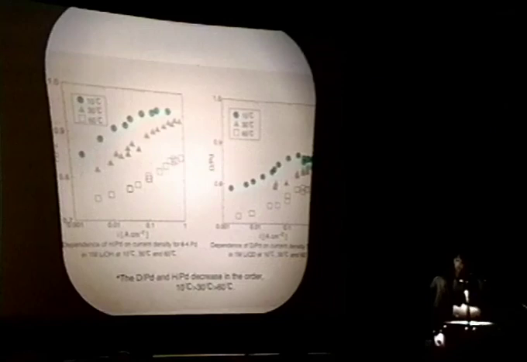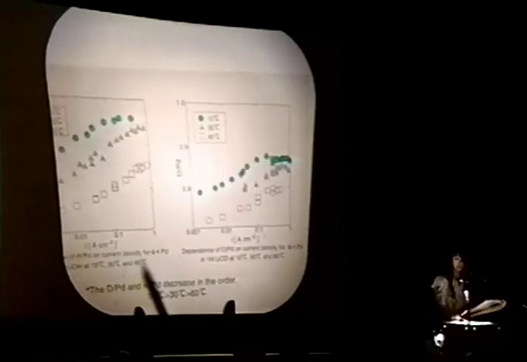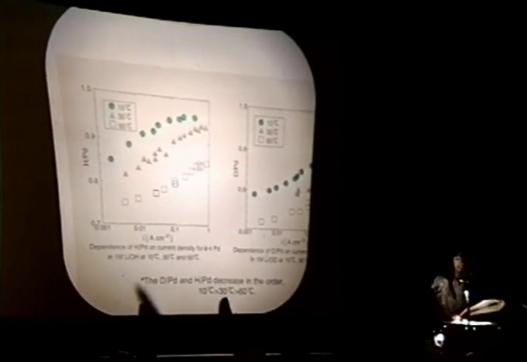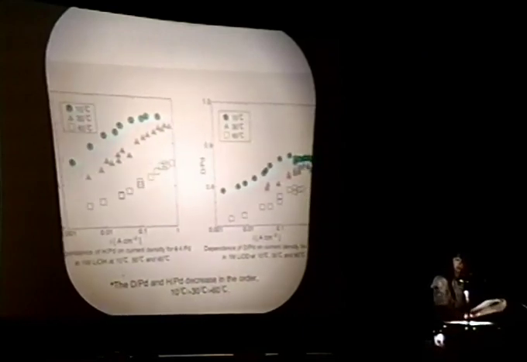Next, this figure shows dependence of loading ratio on current density at 10, 30, and 60 degrees centigrade. The D over PD and H over PD decrease in the order 10, 30, 60 degrees centigrade.